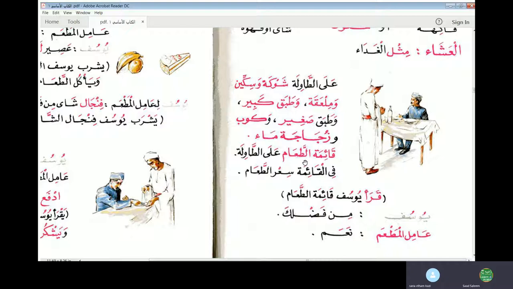Kaimatu ta'ami alat tavila, the menu is on the table. Fil kaimati siru ta'am, in the menu card there are food prices. Kara Yusufu kaimatit ta'am. Yusuf is reading the menu card. Yusuf read the menu card.